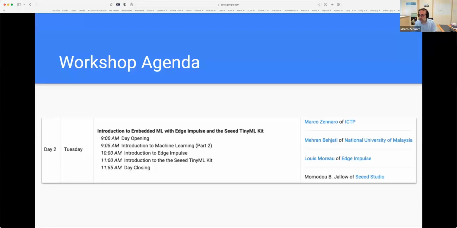Then we're going to get hands-on activities starting tomorrow with an introduction to Edge Impulse by Luis Moreau, which is an engineer of Edge Impulse. So very knowledgeable people. He will teach you how to set up Edge Impulse and how this system works to facilitate modeling. And then we're going to have Momodou from Seed Studio, which is going to introduce the Seed TinyML kit. And we're going to learn how to connect this kit to Edge Impulse. Okay, so tomorrow, at the end of the day, you will have all the tools necessary to get started with Tiny Machine Learning, both the platform, Edge Impulse, and the hardware, Seed Tiny Machine Learning Kit.